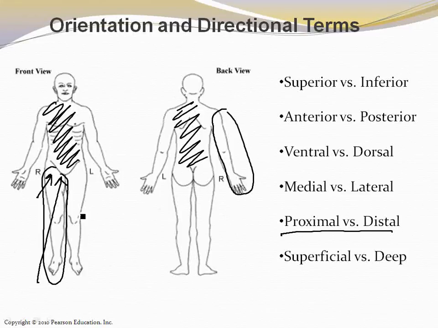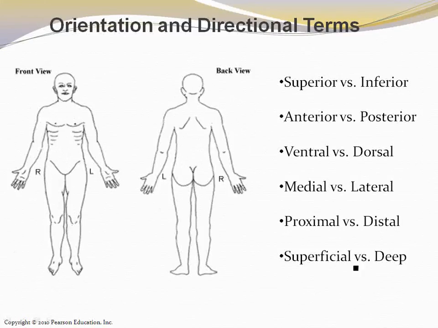Okay, so on the leg, knee versus the foot. The knee is closer to the trunk than the foot, so the knee is going to be proximal to the foot. The foot is distal to the knee. Just think about distal, distant, it's further away. Likewise on the arm, elbow versus wrist. How do you think those would be used? The elbow is closer to the trunk than the wrist, so you would say the elbow is proximal to the wrist. The wrist is distal to the elbow.